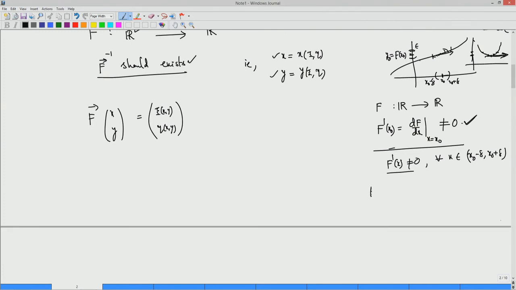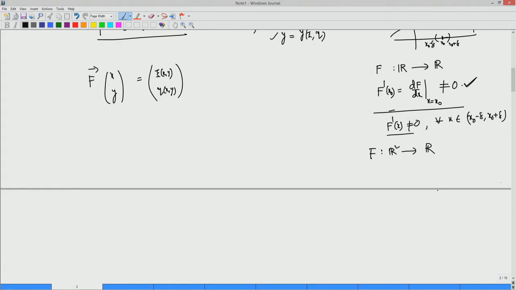Same thing, now you consider f from R2 to R, a multivariable function. So that means f is a function of x, y. Now what is its derivative? If you call this df by d x bar, x bar is a vector in R2, a plane vector. At x naught, which is also a vector, what is this one?